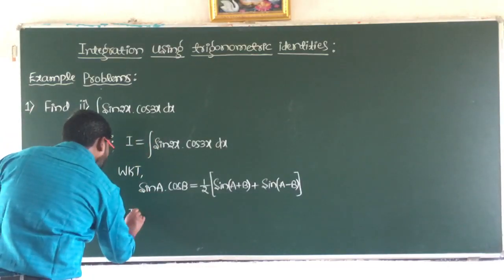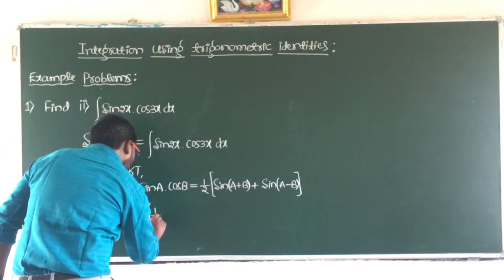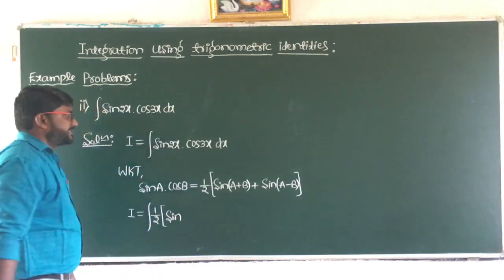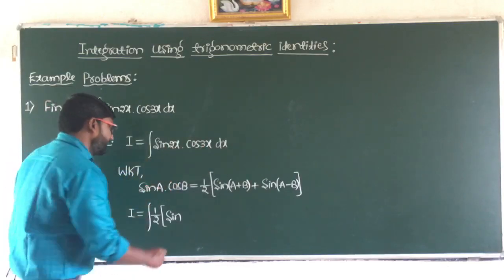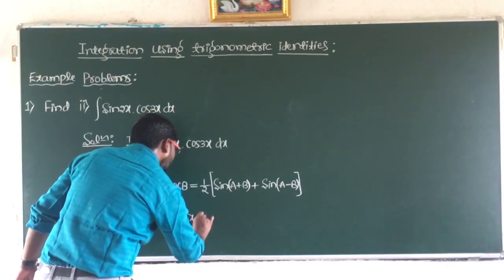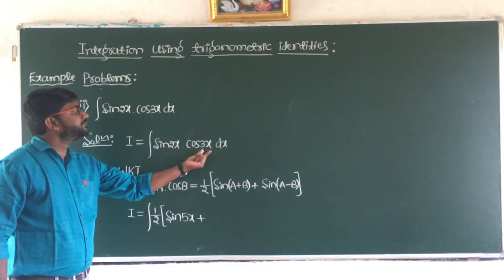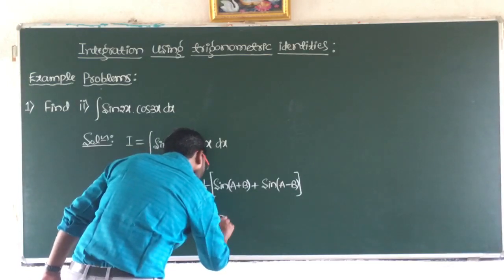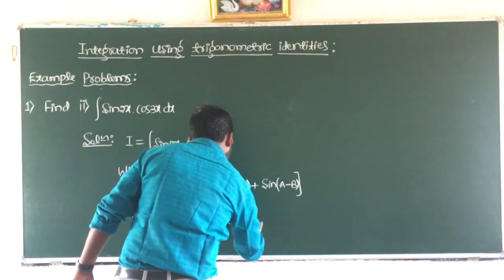So I is equal to integral. Here I apply the formula. We get 1 by 2 into the bracket sin of a plus b. A is 2x, b is 3x. 2x plus 3x will be 5x, so sin 5x plus. Now here sin of a minus b, that is 2x minus 3x, will be minus x. So we get sin of minus x. Close the bracket and write dx at the end.